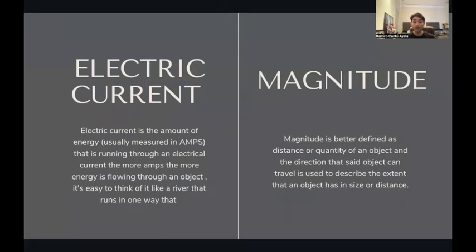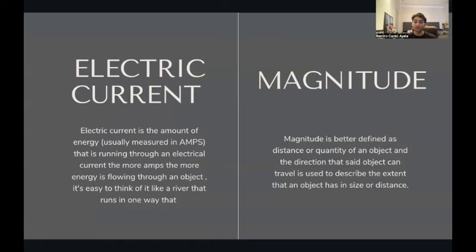Electric current. Electric current is the amount of energy, usually measured in amps, that is running through an electrical current. The more amps, the more energy is flowing to an object. It's easy to think of it like a river that runs in one way. Electric current is usually shown in a graph that's kind of like a box with a battery that's positive and negative. The positive and negative outputs are there because something like a light bulb needs that to actually work. It cannot run only on positive energy. It also needs a place where it can throw away the negative energy that it has.